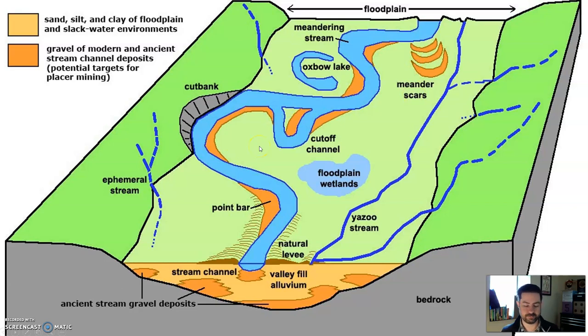So water, just by the sheer physics of how things work, moves faster on the outside of the curve, but it moves slower on the inside of the curve. So where water slows down, material will be deposited. So if you ever find yourself in a shallow stream searching for gold, look at the inside curve. Look at that inside curve called the point bar.